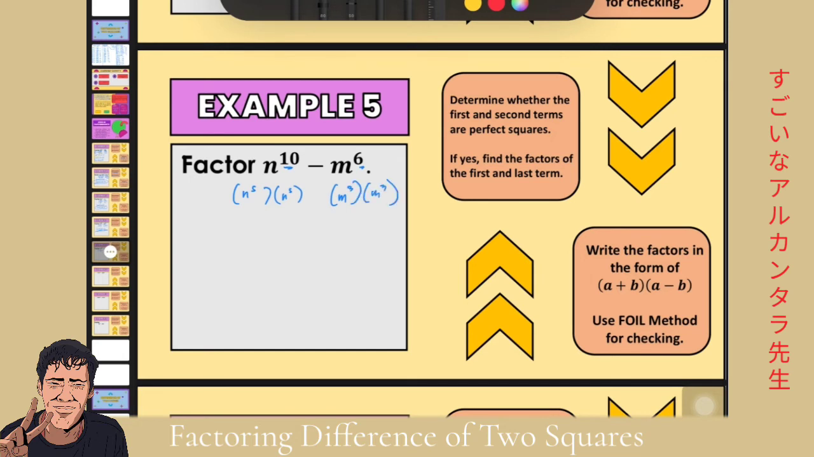I got excited in there. I'm so sorry. But still, the format: n raised to 5 plus m raised to 3. That's your first binomial. Second binomial is n raised to 5 minus m raised to 3.